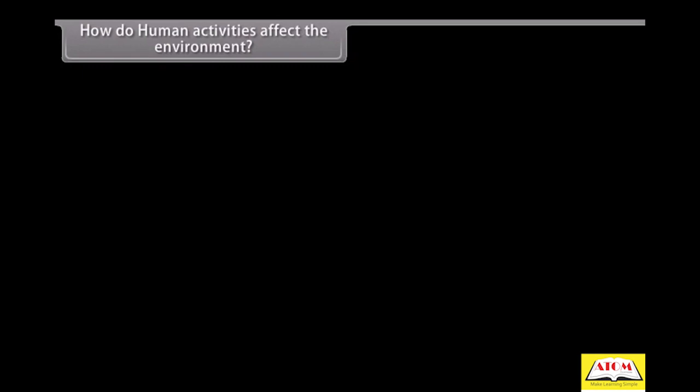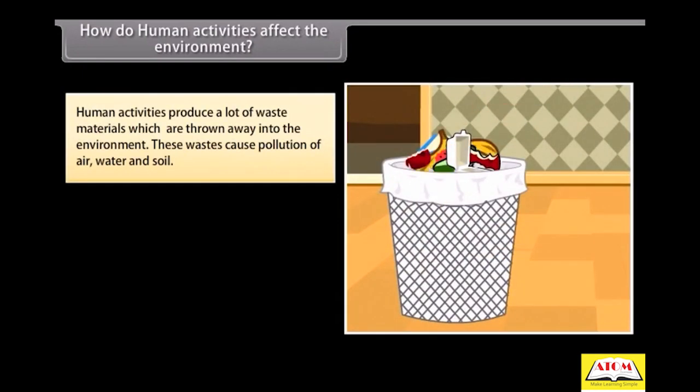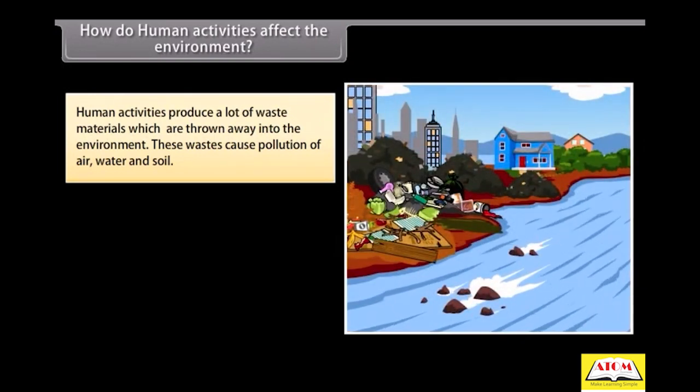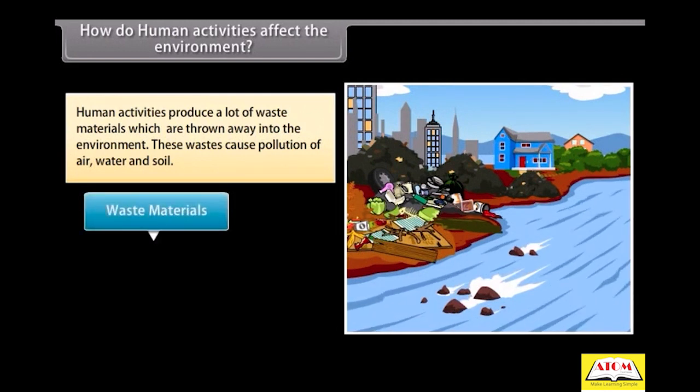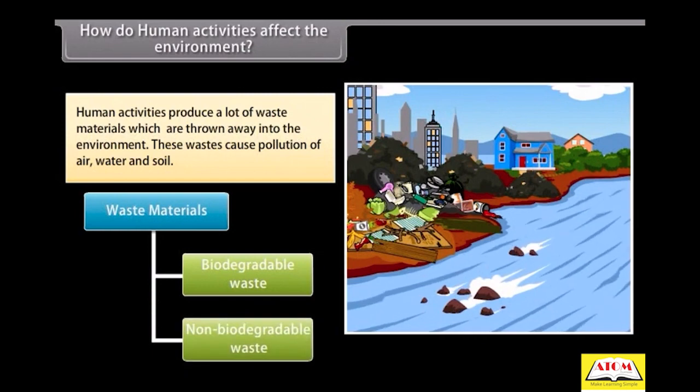How do human activities affect the environment? Human activities produce a lot of waste materials which are thrown away into the environment. These wastes cause pollution of air, water and soil. The waste materials produced are of two main types. They are biodegradable waste and non-biodegradable waste.